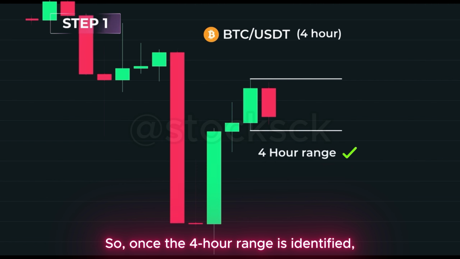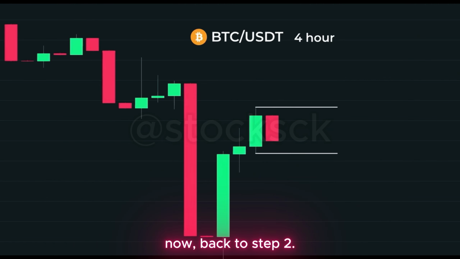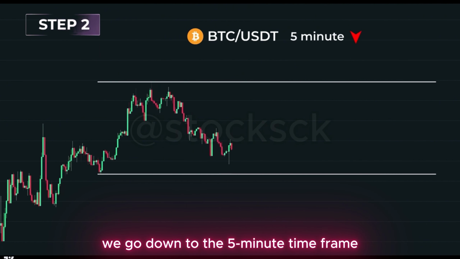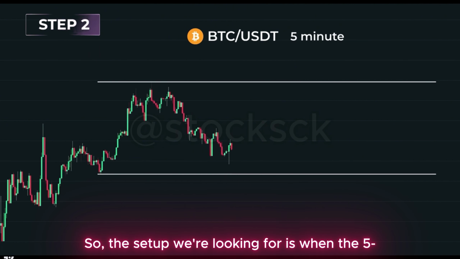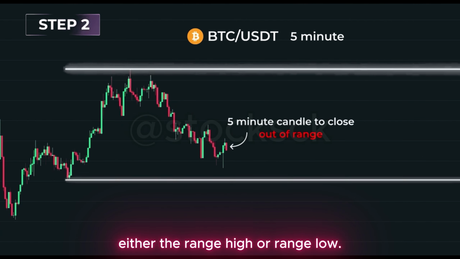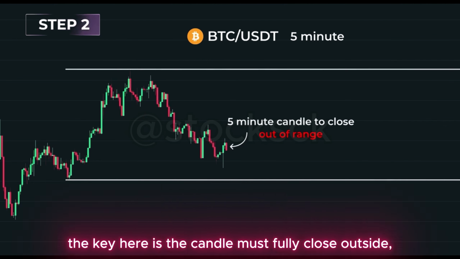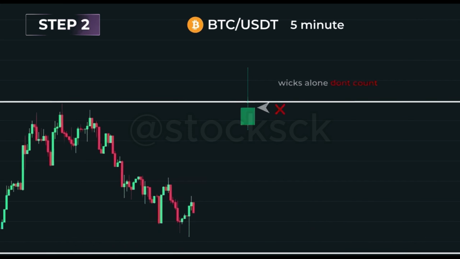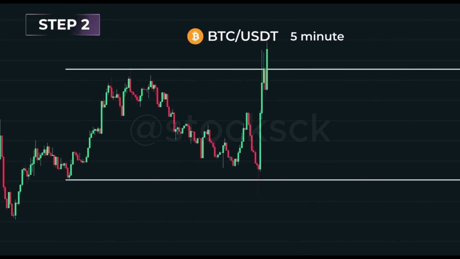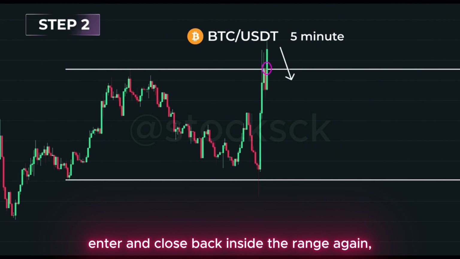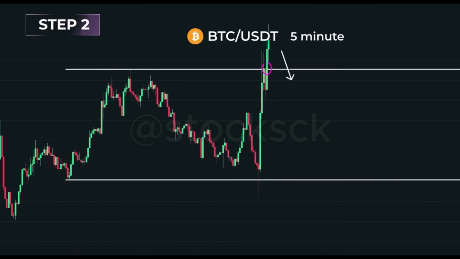So once the 4-hour range is identified, now back to step 2. After the 4-hour range is identified, we go down to the 5-minute time frame to look for scalp setups. The setup we're looking for is when the 5-minute candle closes outside of the range, either the range high or range low. But again, the key here is the candle must fully close outside, so wicks alone don't count. After the breakout, we then wait for price to re-enter and close back inside the range again. But make sure that all of this happens within the same day as the 4-hour range we marked.